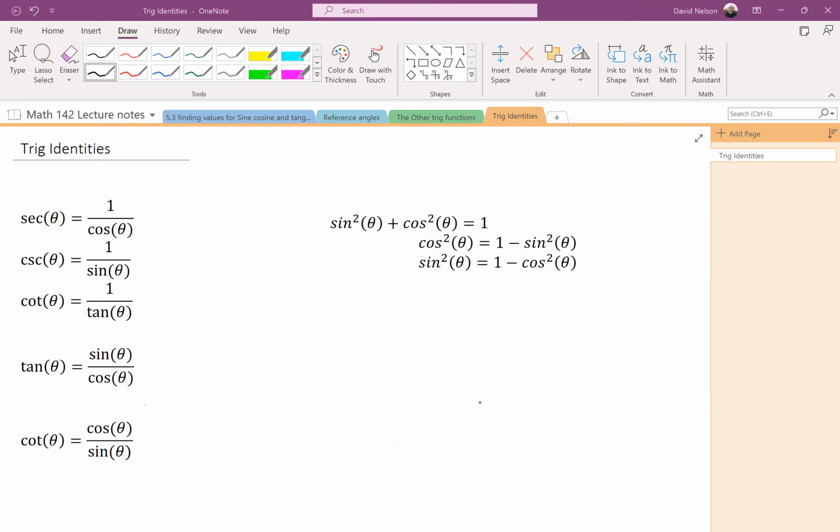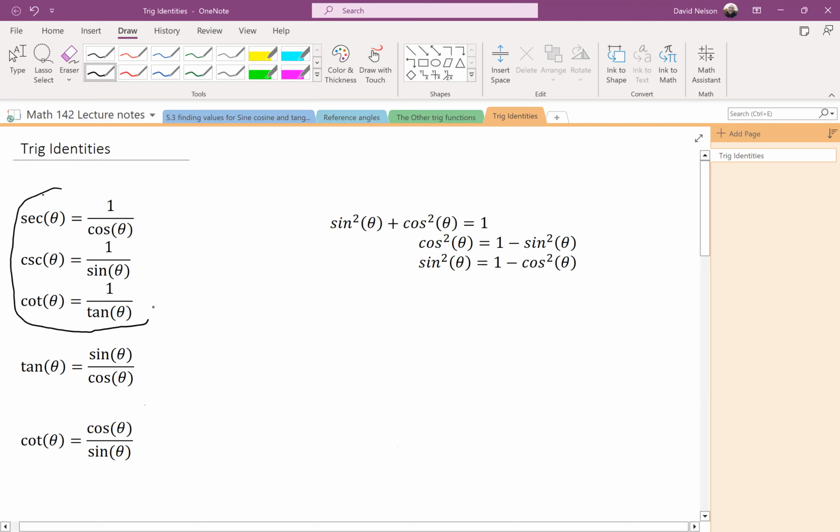We're going to start building a library here that will grow throughout the quarter. These are a lot of the basic ones that we're going to see often. Let's start off with our reciprocal identities here. The sine, cosine, and tangent. And this is basically based on their definitions themselves.